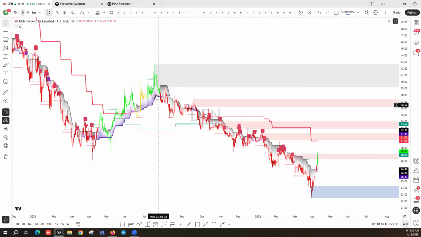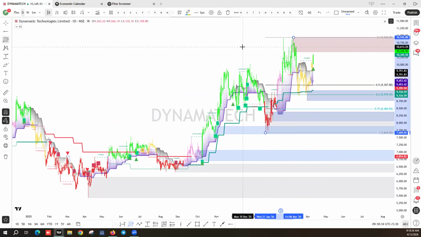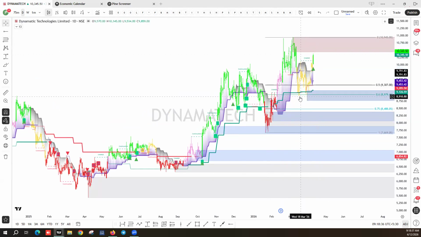Okay, this is Den Networks in downtrend below the bias. Color has changed to green. So again, it may come down below this also, and I will not take entry in this. Dynamic Technology. It has changed to green color. Here also changed to green color. How much was the retracement? It gave 60% retracement. It gave it once, twice.